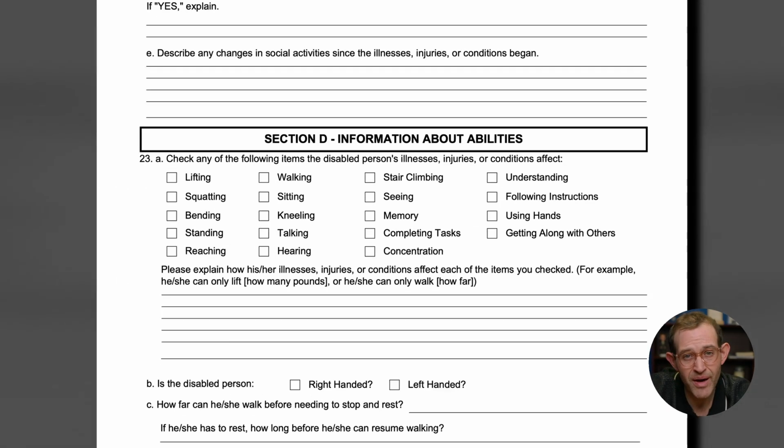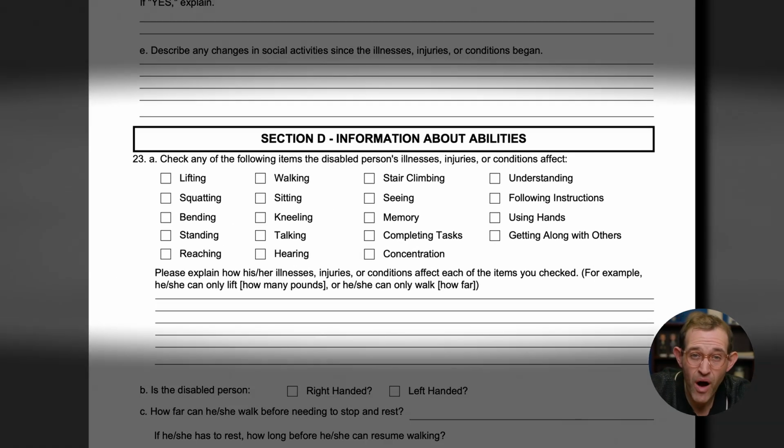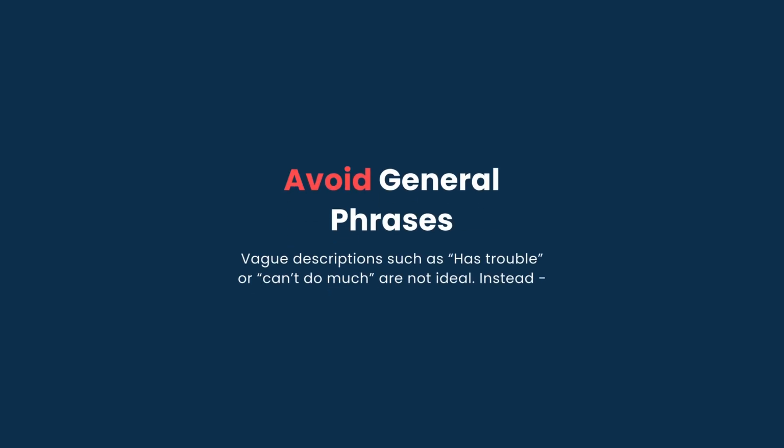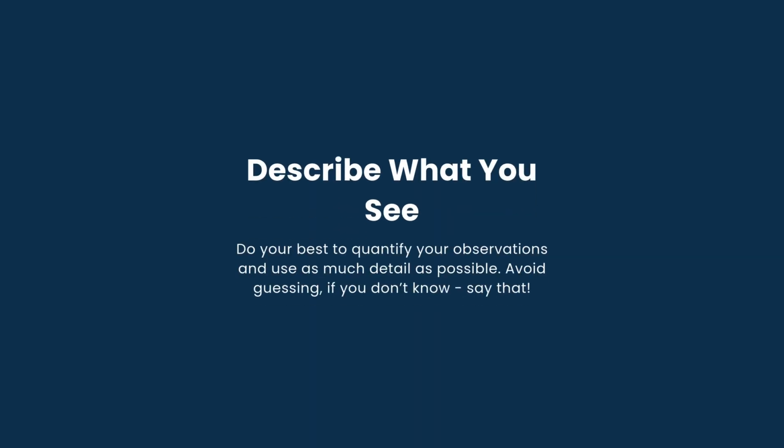When you reach the section about abilities, lifting, standing, walking, sitting, concentration, memory, following instructions, this is where detail matters most. Avoid general phrases like has trouble or can't do much. Instead, describe what you see. How far can they walk? How long can they focus? What happens when they try to do more?